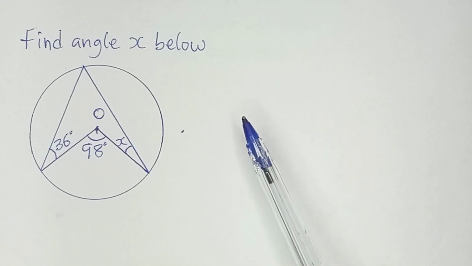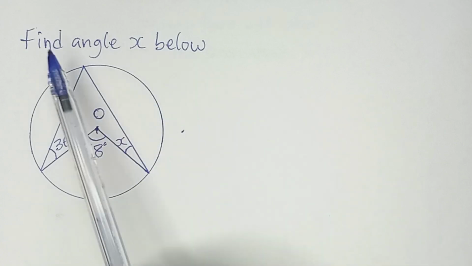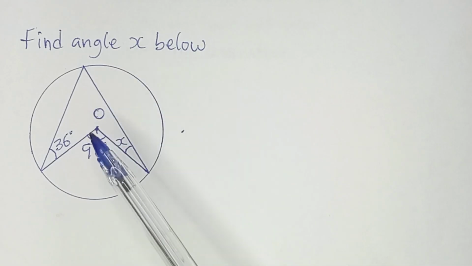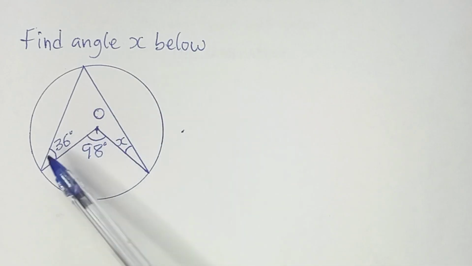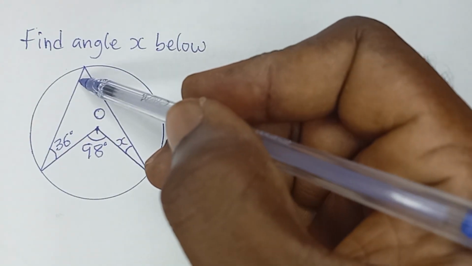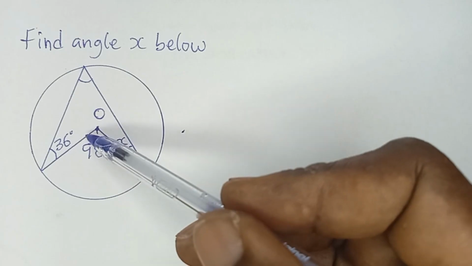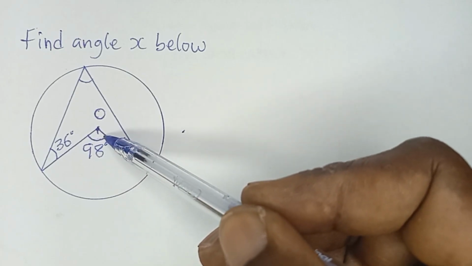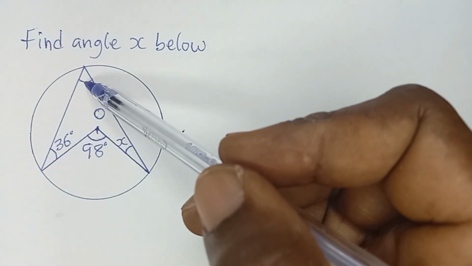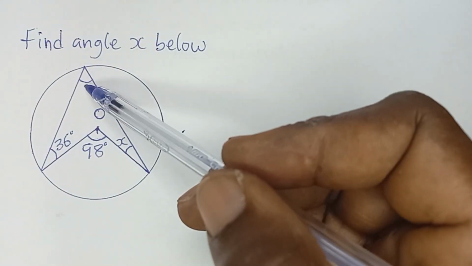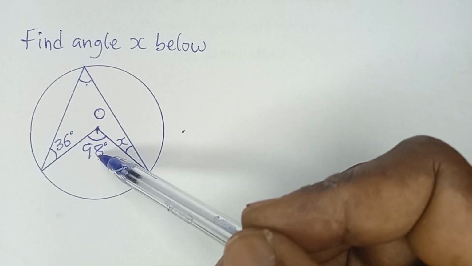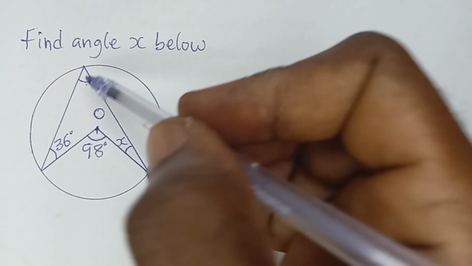Hello, you are welcome. The question here says find angle x below. Now, if you look at this, we have this angle at the circumference here, and then we have this angle at the center. Angle at center is twice that at the circumference. So for us to get this one at the circumference, we are going to divide this angle at the center by 2. So 98 divided by 2 will give us 49.